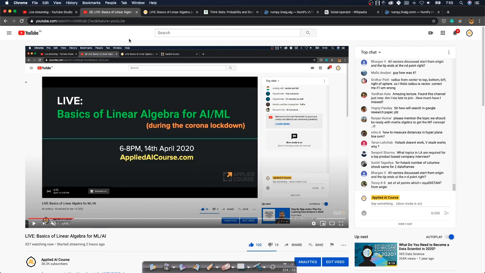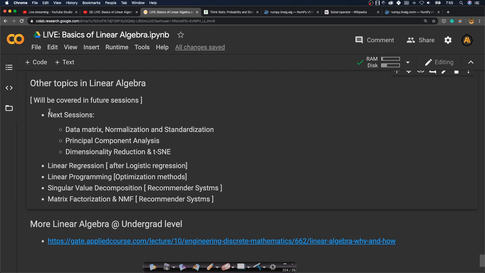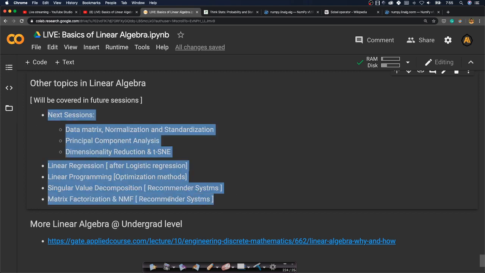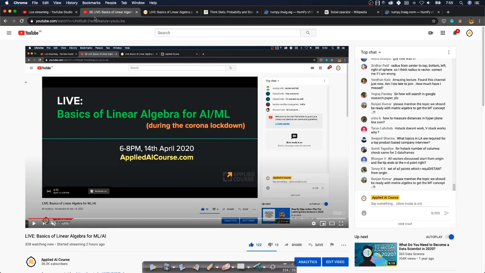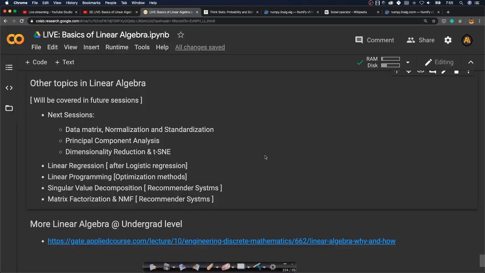Again, what topics are required? As I just mentioned, all these topics are required for sure for top product based companies. No doubt, hands down. Please be ready with matrix algebra to get the matrix factorization concept. Again, don't worry about it. Matrix factorization is just about matrix multiplications. If you know how to multiply two matrices, you have the basic knowledge for matrix factorization, right? Again, matrix factorization and NMF are solved using optimization techniques.